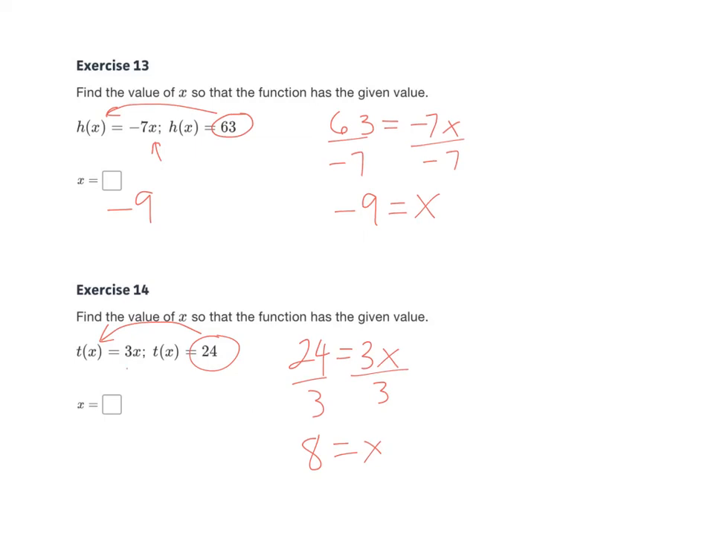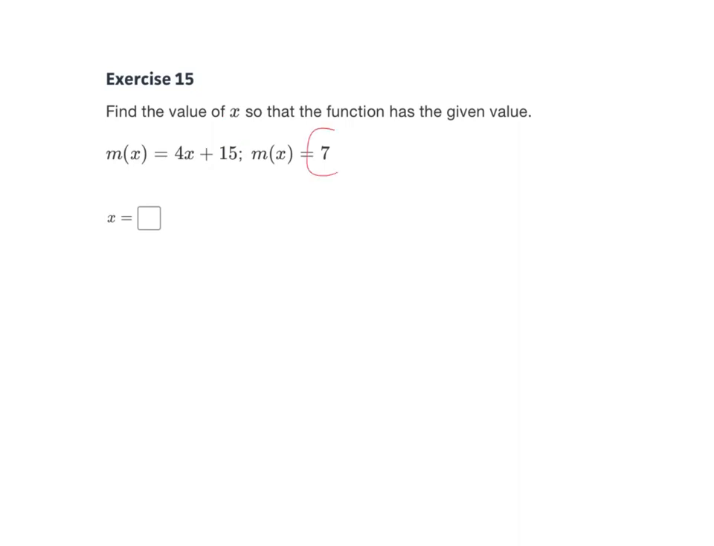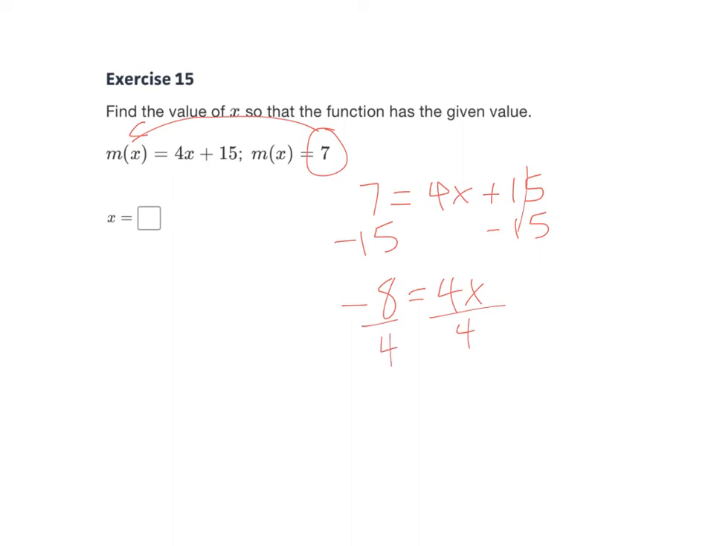Alright, let's keep moving. Same thing, we are substituting in for m of x. So we have 7 is equal to 4x plus 15. You're going to minus 15 from both sides. That gives us negative 8 is equal to 4x. Then we're going to divide by 4 on both sides. We get negative 2 is equal to x. If you wanted to check it, you'd have 4 times negative 2, which is negative 8, plus 15 is 7.